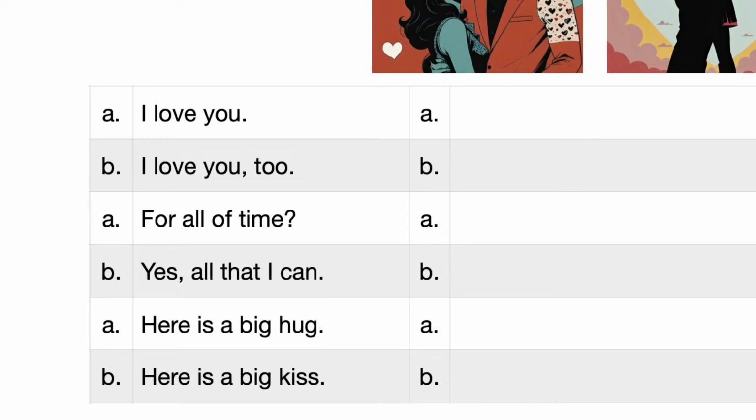Here we go. I love you. I love you too. For all of time? Yes, all that I can. Here is a big hug. Here is a big kiss. Okay, here we go. We're doing it again.